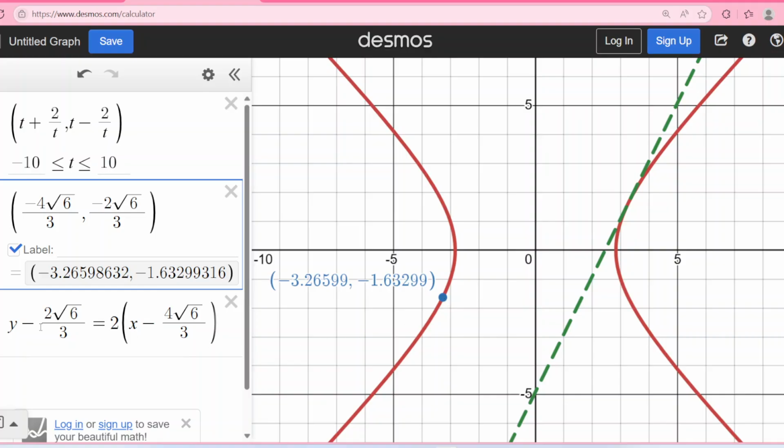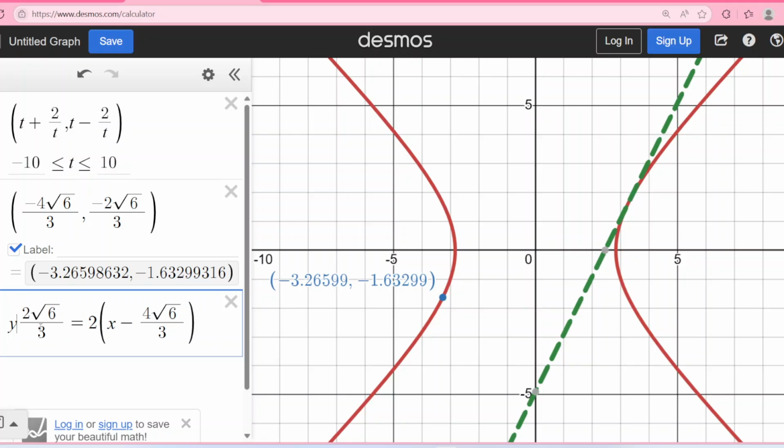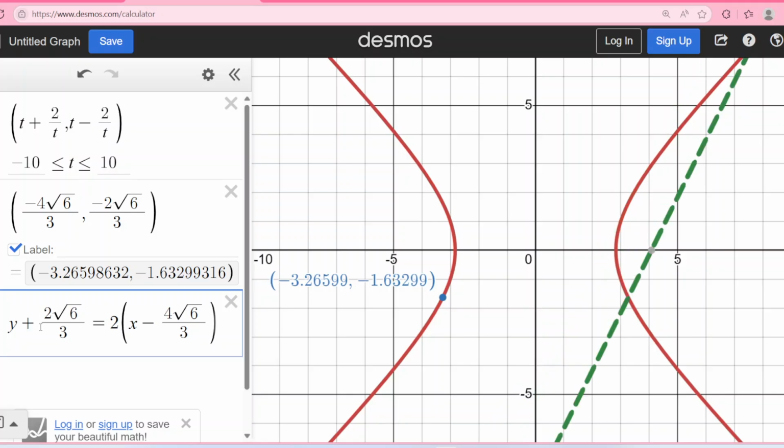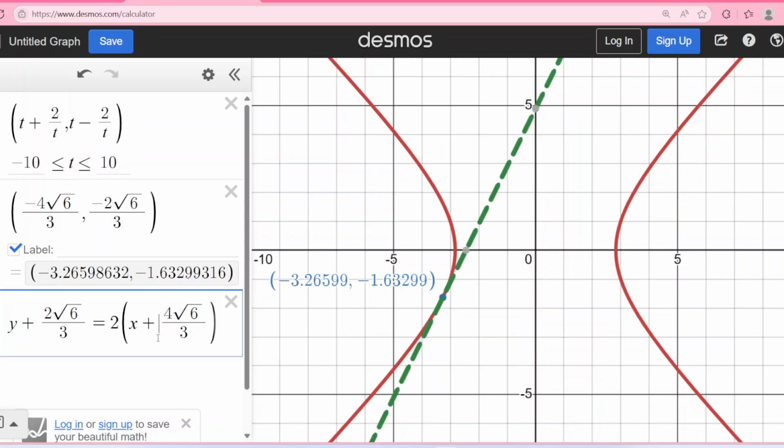And all I'm going to need to do here is change these minuses to a plus in the equation for the line. Y minus negative 2/3 root 6 would be y plus 2/3 root 6 equals the slope 2 times x minus negative 4/3 root 6, which would be x plus. And there you go. All right, see this other line with a slope of 2 that is definitely tangent to the curve at the point mentioned.